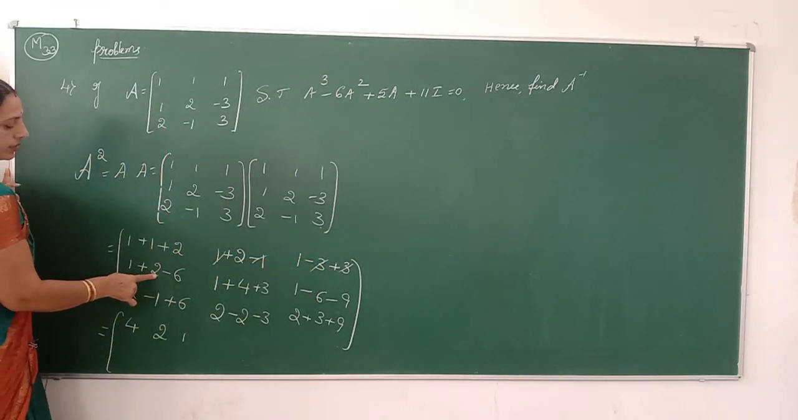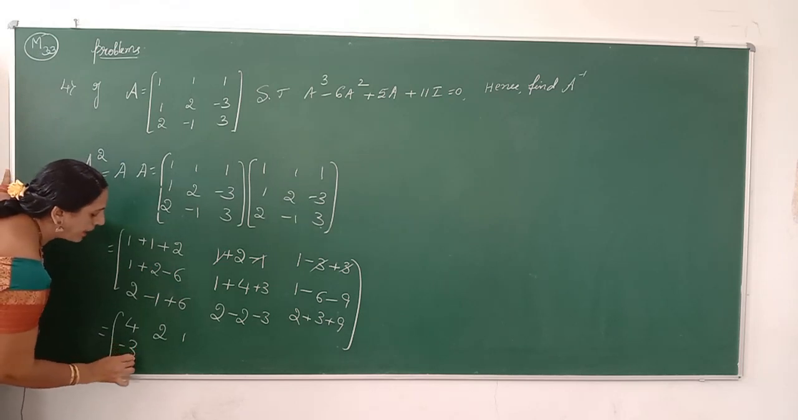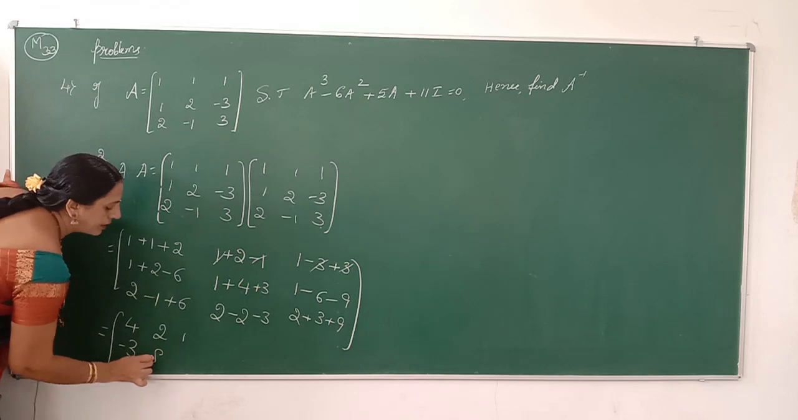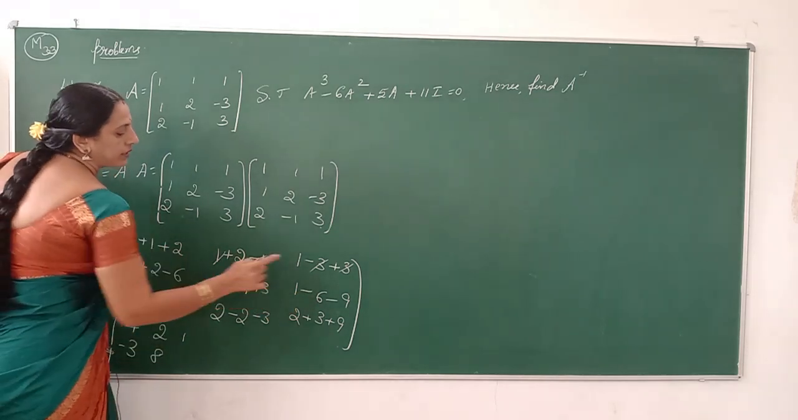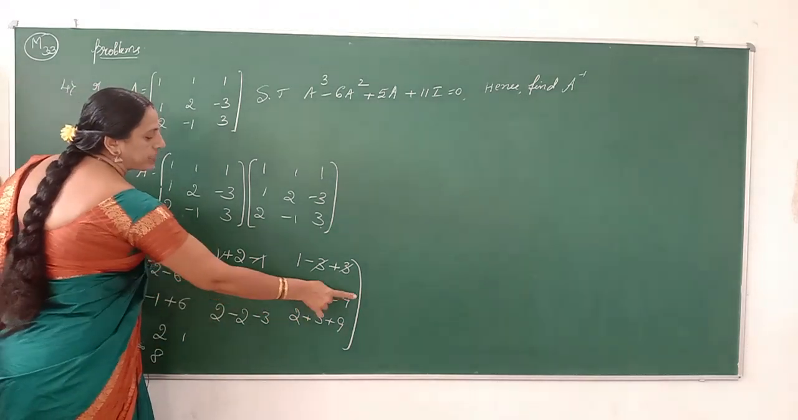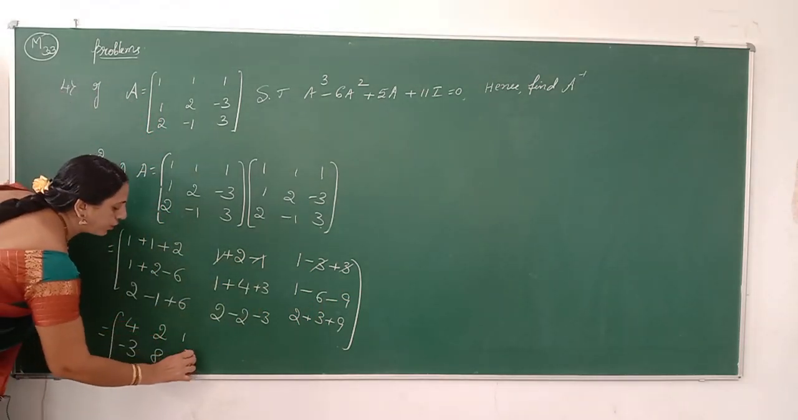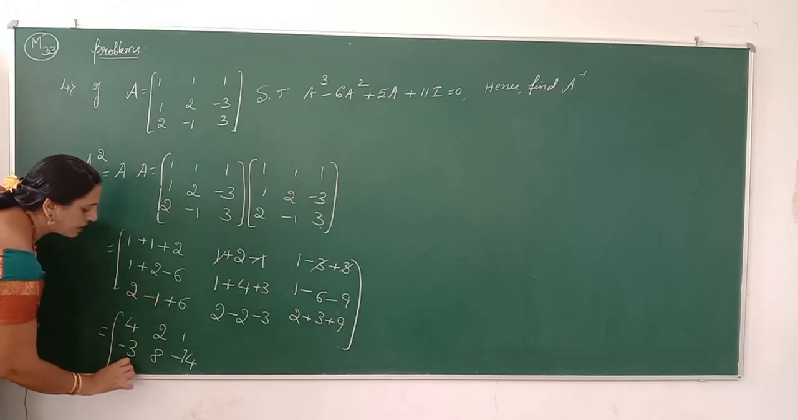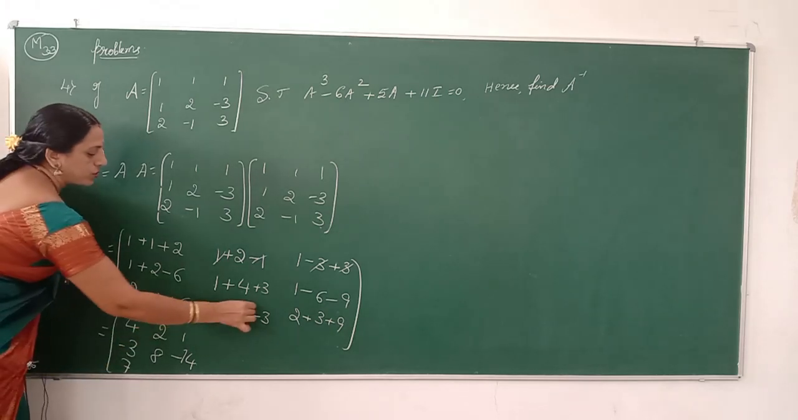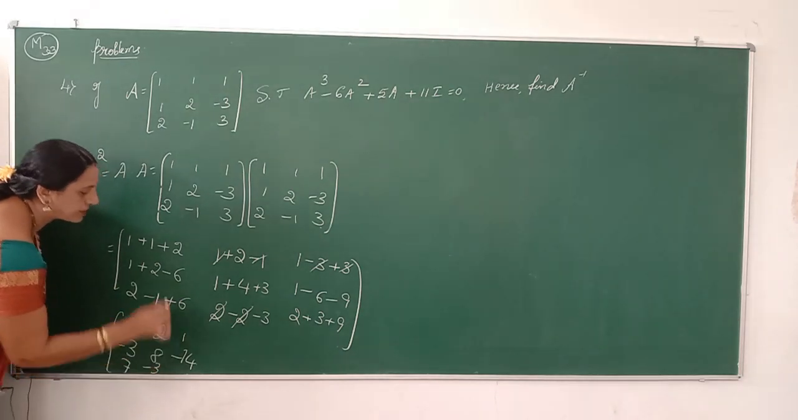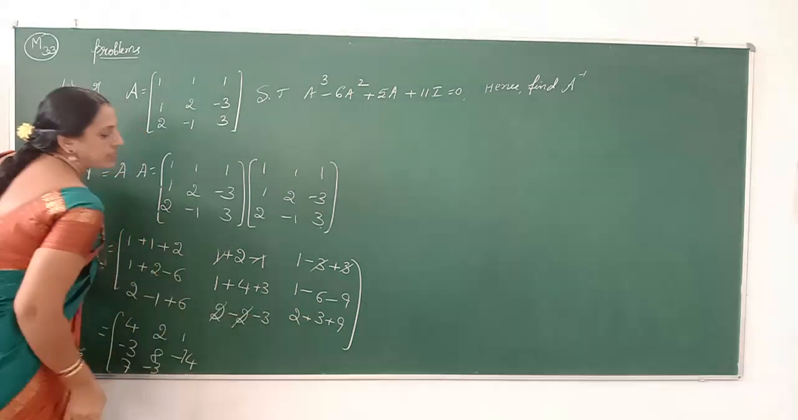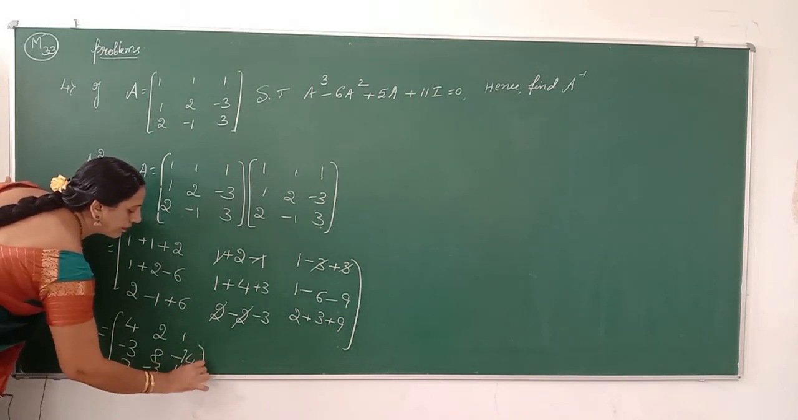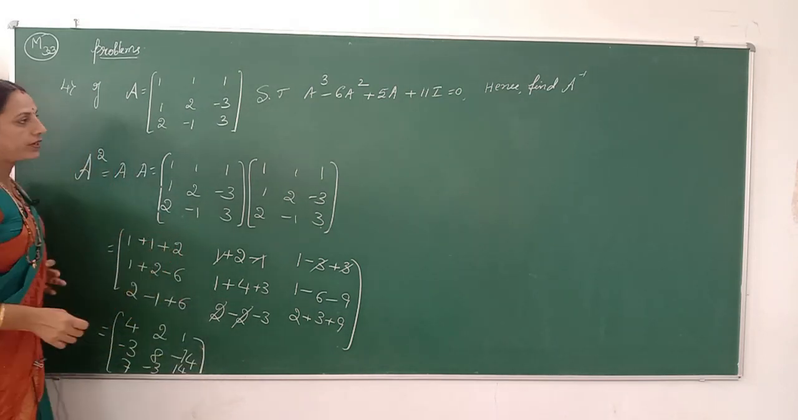1 plus 2 is 3. 3 minus 6 is minus 3. 4 plus 1 is 5. 5 plus 3 is 8. 1 minus 6 is minus 5. Minus 5 minus 9 is minus 14. 2 minus 1 is 1. 1 plus 6 is 7. Minus 2 plus 2 get cancelled, minus 3. 2 plus 3 is 5. 5 plus 9 is 14. These are the elements of A square.